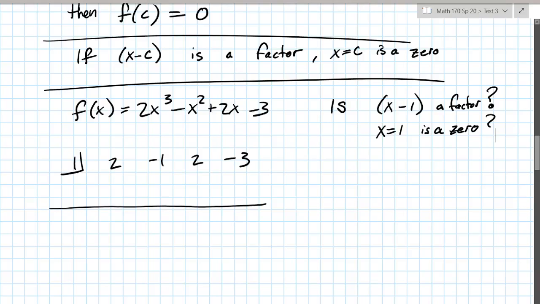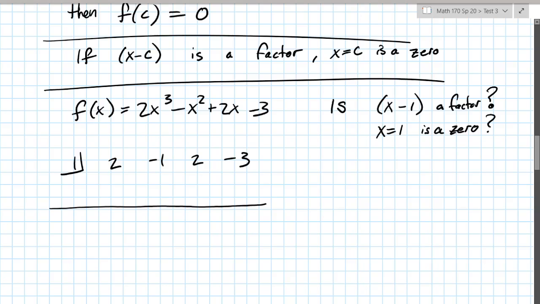Our next function, f of x equals 2x cubed minus x squared plus 3x minus 3. The question is, is x minus 1 a factor? That would be the same question as asking, is x equals 1 a 0? So what do we need to do?